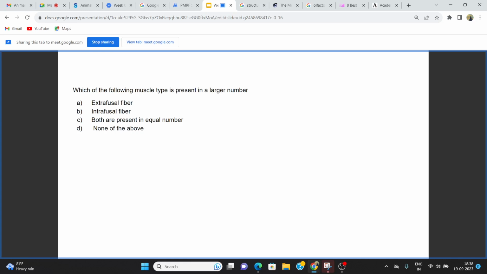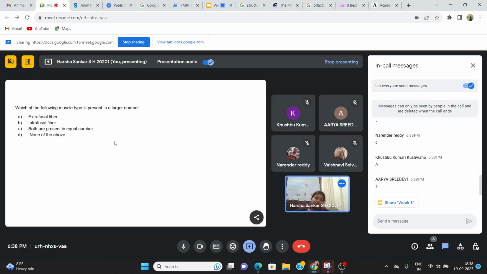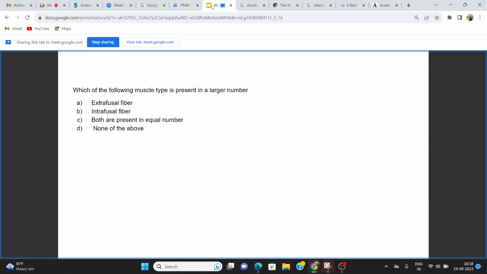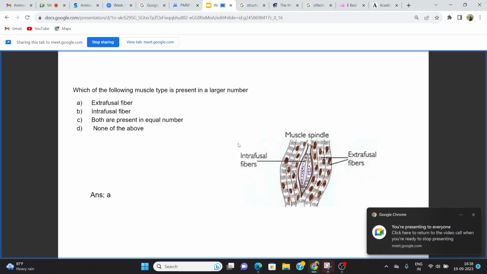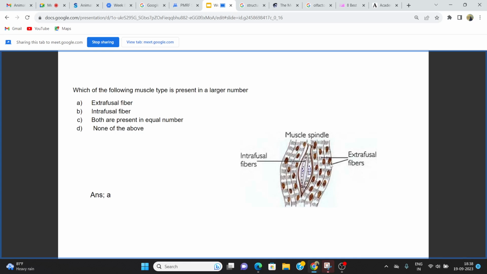Which of the following muscle types is present in large number? Option A, extrafusal fiber, option B, intrafusal fiber, option C, both are present in equal number, option D, none of the above. Yeah, everyone is saying A, which is correct, right? If you look at the figure, we can see extrafusal fibers are great in number compared to the intrafusal fibers.